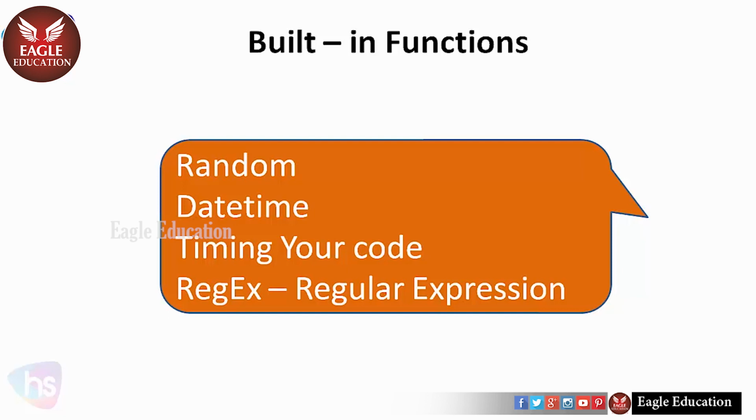And next, built-in functions. What built-in functions are readily available in the Python language? We can simply declare the method name and call it as a function, like random, date time, and timing your code. You can also test your code: what performance a particular piece of code gives in a real-time scenario. You can test whether your code is correct or not, and how it performs.